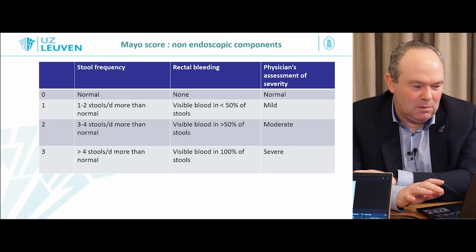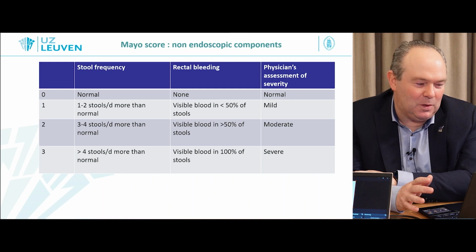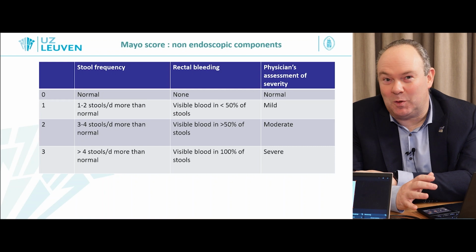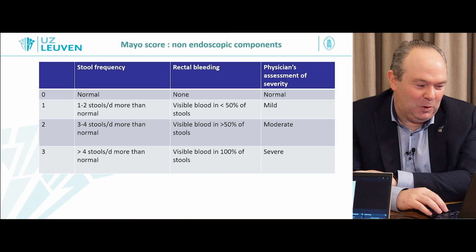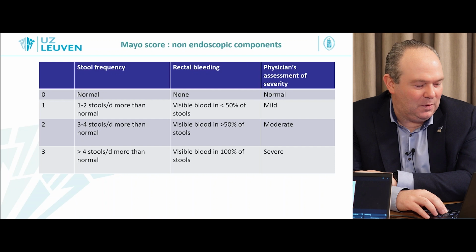Some of it is basically asked to the patient, so how many stools are there, and refer to what is normal for the patient, which is also sometimes already difficult because you can wonder if a patient is happy if he goes 3 times a day to the toilet. That could be normal for that. And then depending whether it's 1 or 2 or 3 or 4 or more than 4 stools per day, more than normal, then it gets another 1, 2 or 3 points.